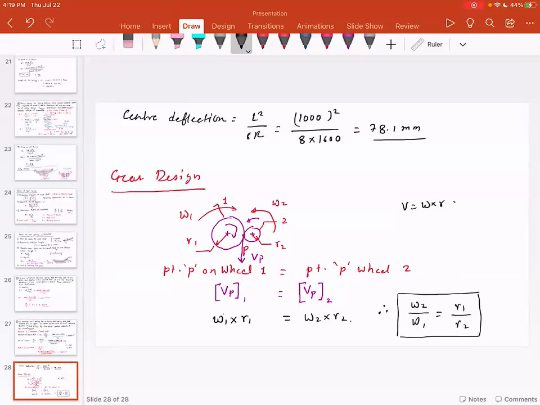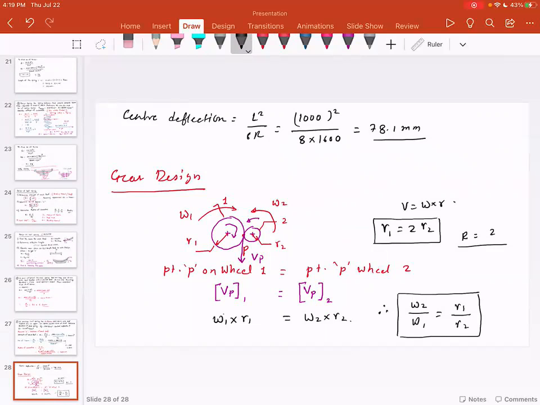So what that means, if the radius of wheel 1, if r1 is 2 times r2, one revolution of wheel one will result in two revolutions of wheel two, which means the gear ratio, which is called R, is given as 2, or reduction ratio.